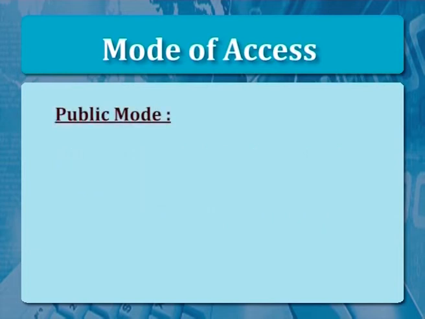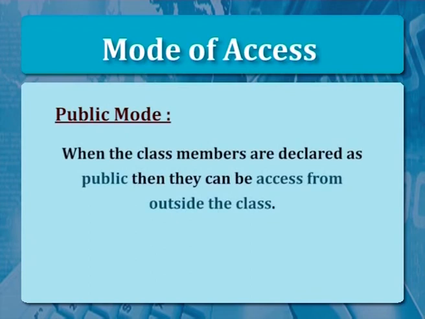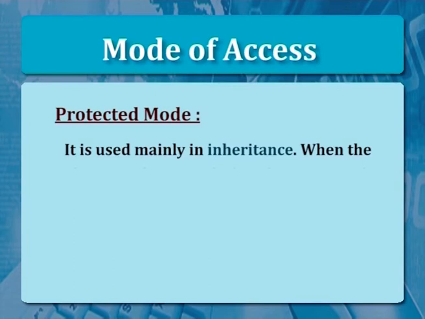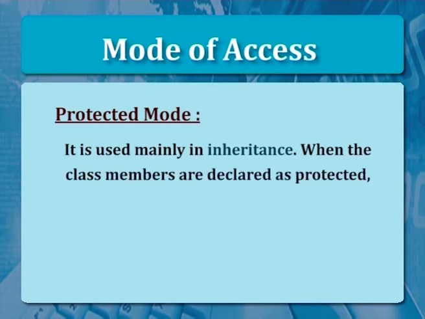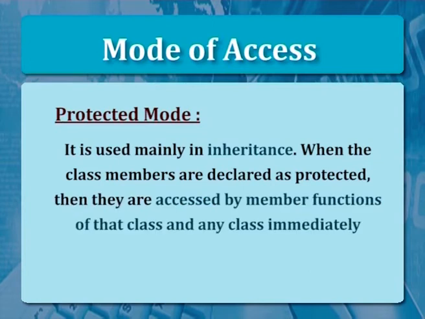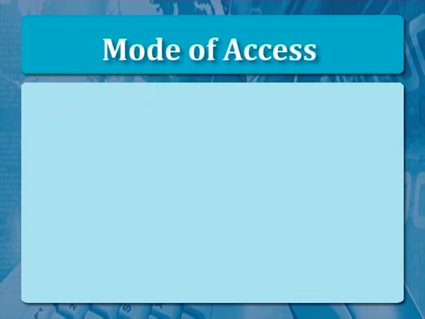Public mode. When the class members are declared as public, then they can be accessed from outside the class. Protected mode. Protected mode is used mainly in inheritance. When the class members are declared as protected, then they are accessed by member functions of that class and any class immediately derived from it.